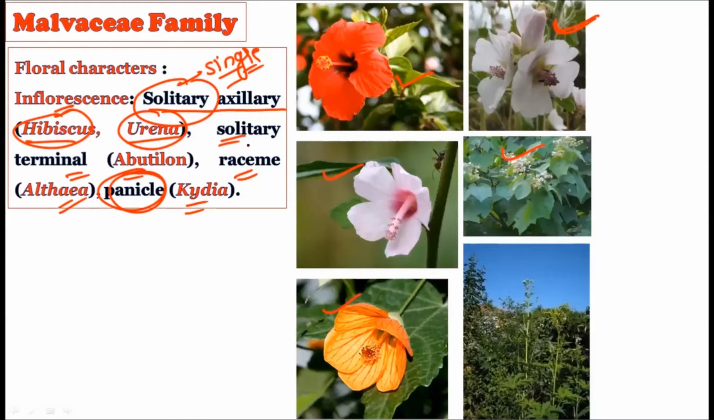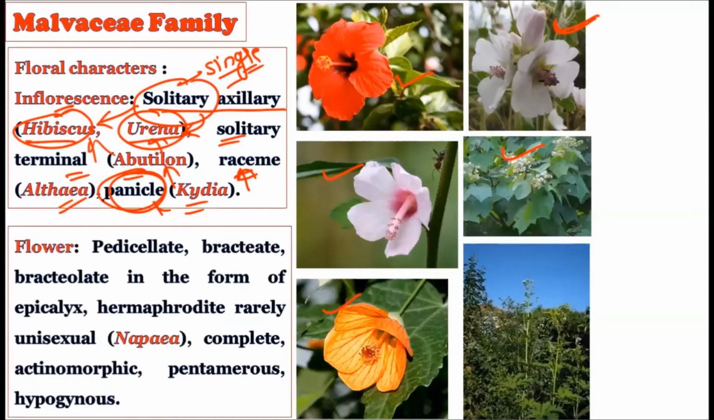So inflorescences are varied in the Malvaceae family. They can be solitary axillary, solitary terminal, raceme, or panicle. It will all depend on which genus we are talking about. What is important here is that you carefully remember which flower we are talking about, relating with the example of the flower. The flower example will be important, because in order to explain the inflorescence you should show which examples are there for it. So for solitary axillary we have the hibiscus and the urena, for solitary terminal we have the abutilon, for the raceme we have the althea, and for the panicle we have the cadia.